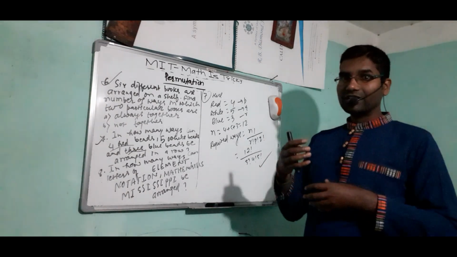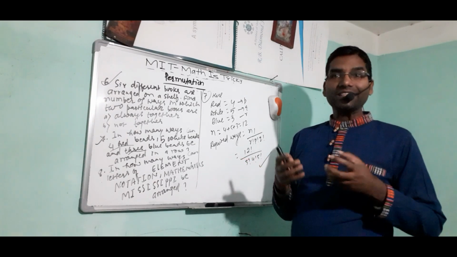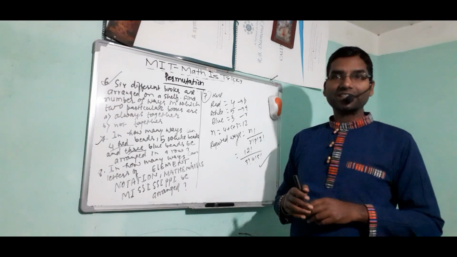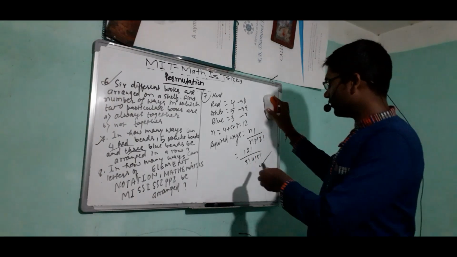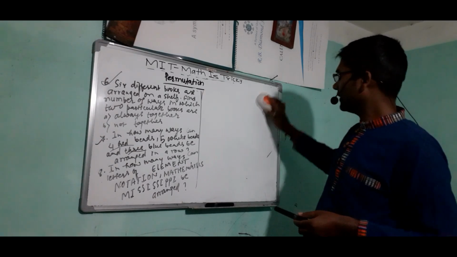This is the type in which all the objects are not different, not distinct, some of them are similar. So this is how we will solve these problems. This type of problem will be solved in this way.